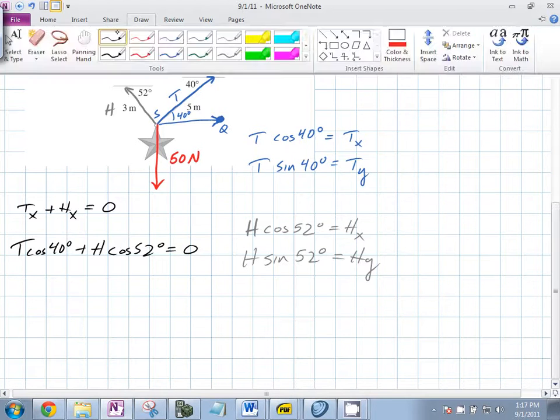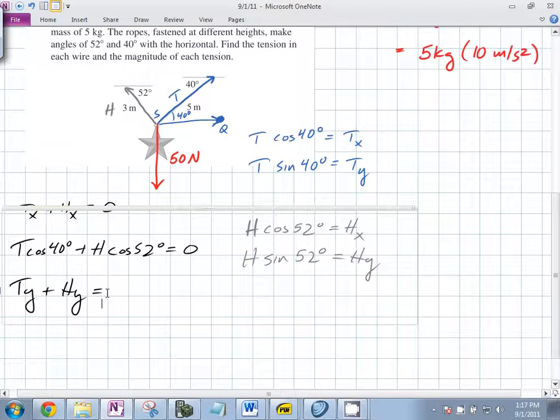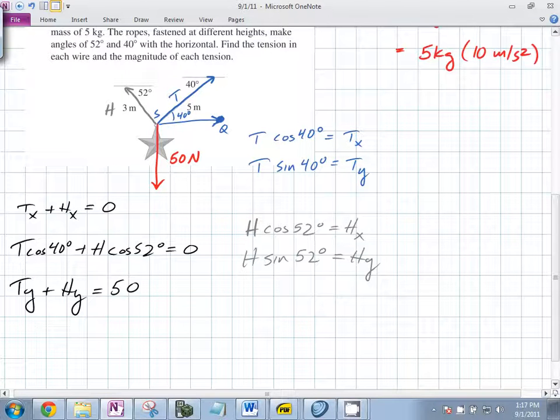Now what's the second equation I can write? You can set up the same thing: TY plus HY is equal to what? 50 newtons. So now we can write T sine 40 degrees plus H sine 52 degrees is equal to 50.